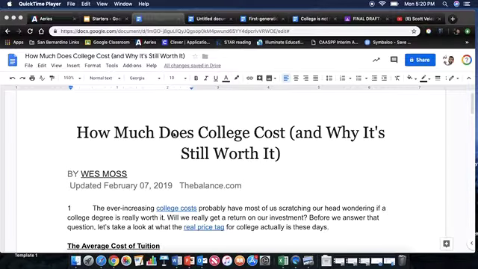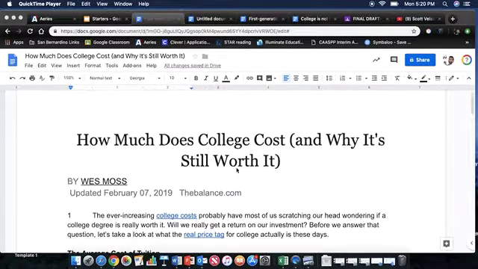All right, guys, we're going to read this article called How Much Does College Cost and Why Is It Still Worth It? So, you should have a copy in front of you. You're going to do what I'm doing on your paper. So, you don't have a digital copy like mine. Yours is on paper. So, whatever I do, or whatever I tell you to do, you're going to do it on your piece of paper.